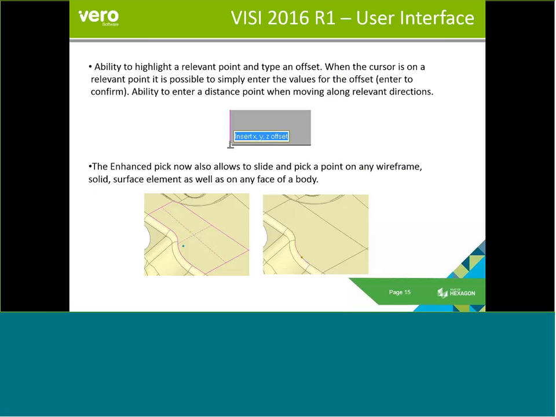Also inside of the Enhanced Pick, when hovering over a point, you now have the option to enter in an XYZ offset point relative to your current point. The Enhanced Pick can now also select a point along the edge of a surface or a body. It'll simply snap and then slide along the edges.